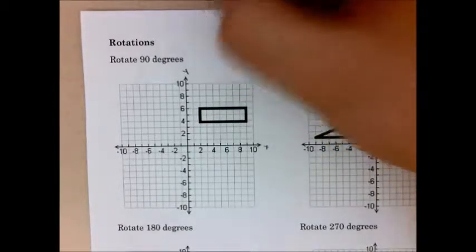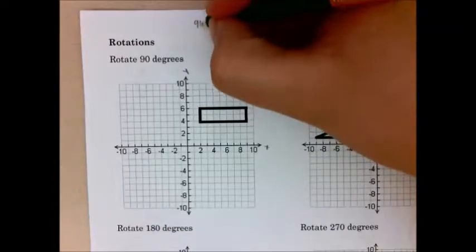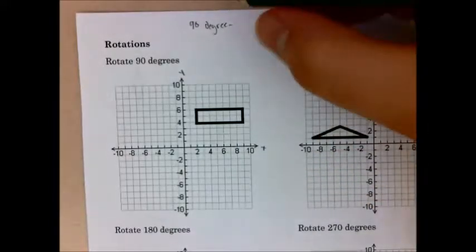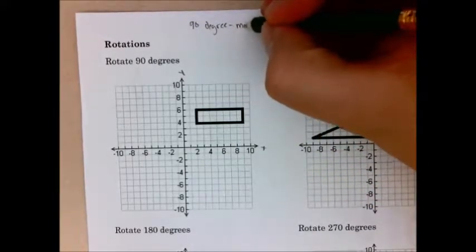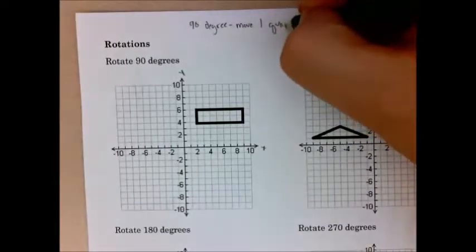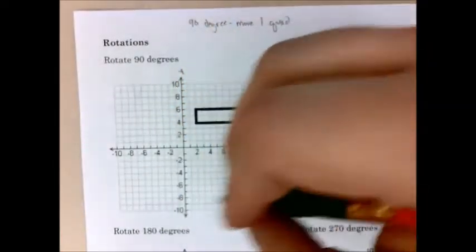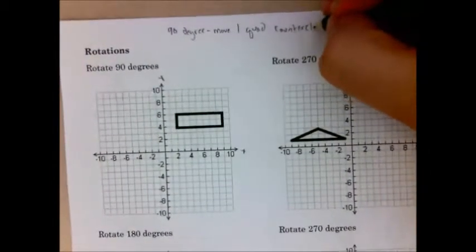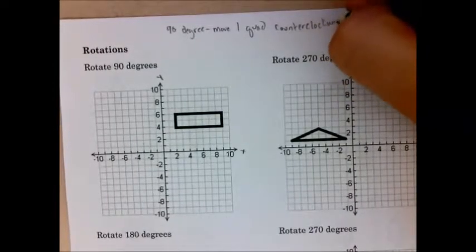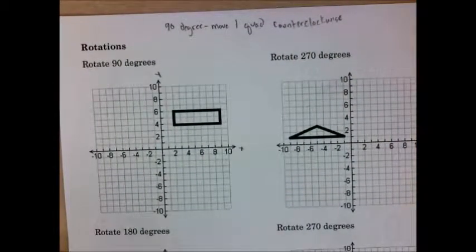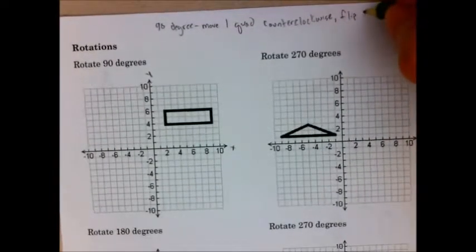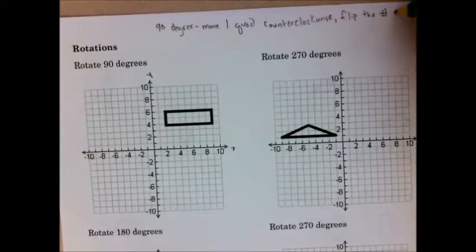When it's a 90-degree rotation, what we do is we move one quadrant, meaning each quadrant is one of these things, counterclockwise. We move one quadrant counterclockwise, and then what we do is we flip the numbers.